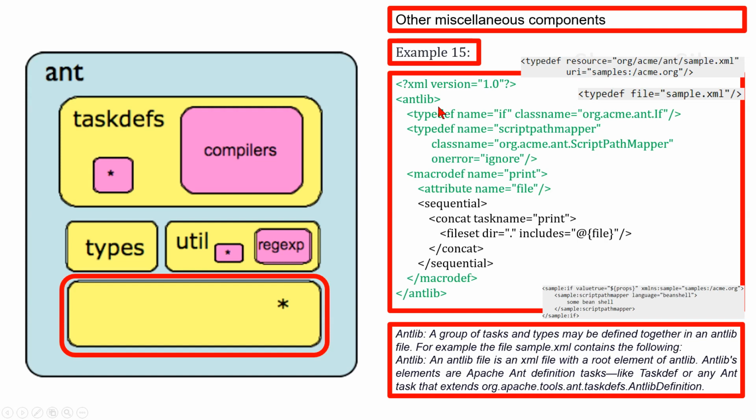The current set of declarations bundled with Ant that do this are typedef, taskdef, macrodef, presetdef, and scriptdef. A group of tasks and types may be defined together in an antlib file. For example, sample.xml contains the following. It defines two types or tasks.